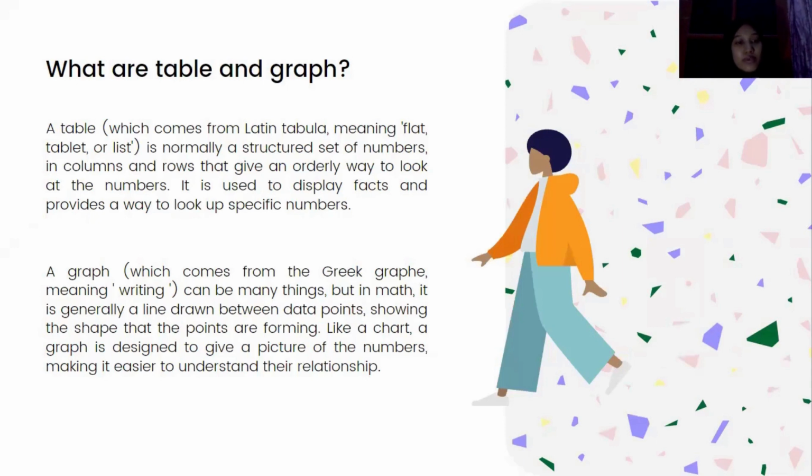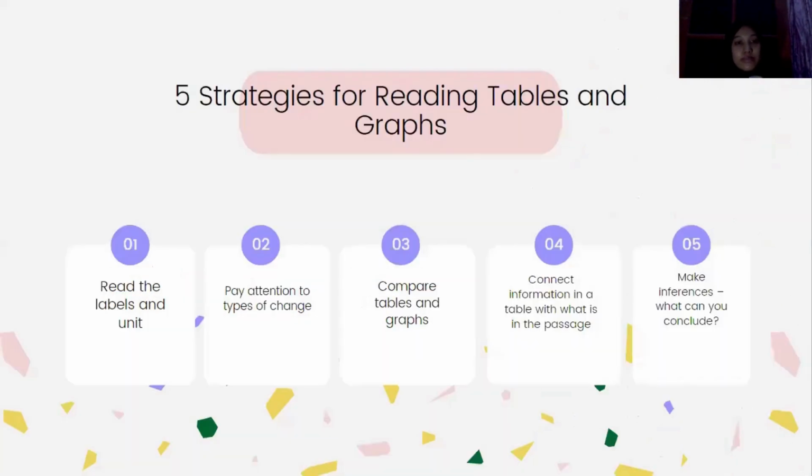A graph, which comes from the Greek graph, meaning writing, can be many things, but in math, it is generally a line drawn between data points, showing the shape that the points are forming. Like a chart, a graph is designed to give a picture of the numbers, making it easier to understand their relationship. 5 strategies for reading tables and graphs.